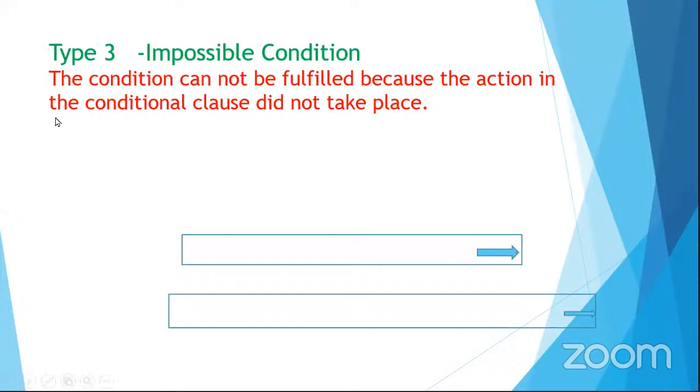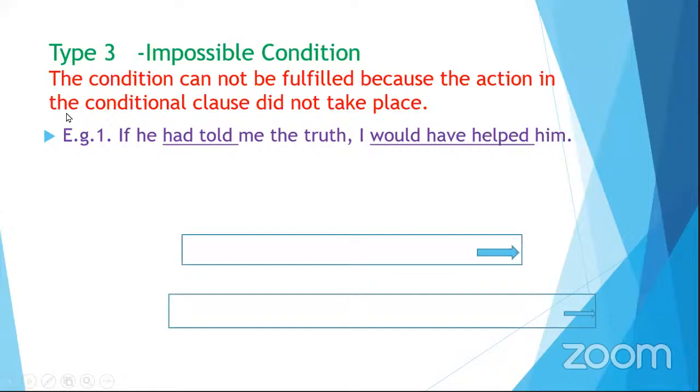The condition cannot be fulfilled. Remember, the condition cannot be fulfilled because the action in the conditional clause did not take place. It did not take place. I will explain it further when you see my example. Just read the example. This will give you a clear idea. Look at the example, dear students. If he had told me the truth, I would have helped him.